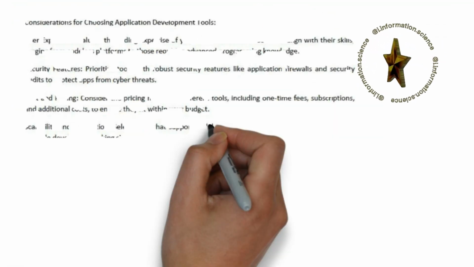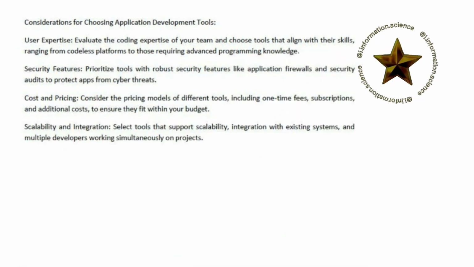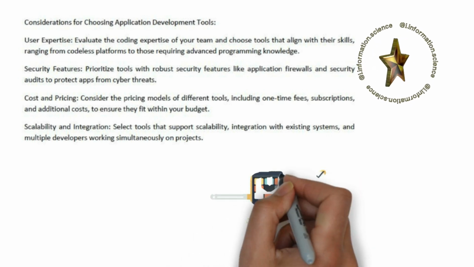Considerations for choosing application development tools. User expertise. Evaluate the coding expertise of your team and choose tools that align with their skills, ranging from codeless platforms to those requiring advanced programming knowledge. Security features. Prioritize tools with robust security features like application firewalls and security audits to protect apps from cyber threats. Cost and pricing. Consider the pricing models of different tools, including one-time fees, subscriptions, and additional costs, to ensure they fit within your budget.